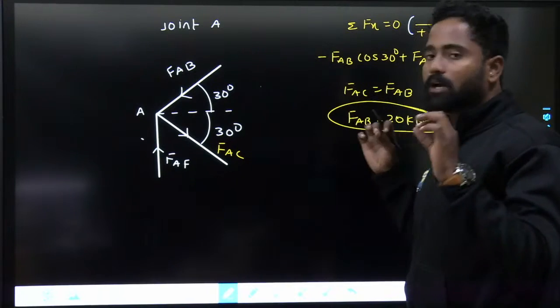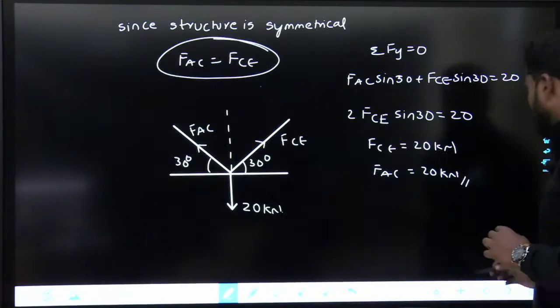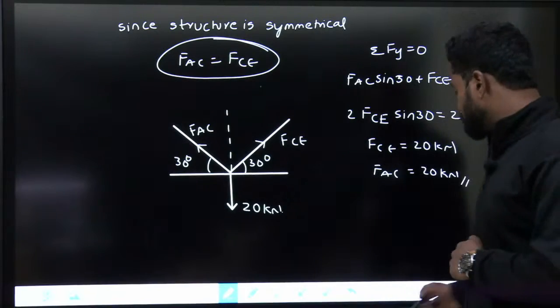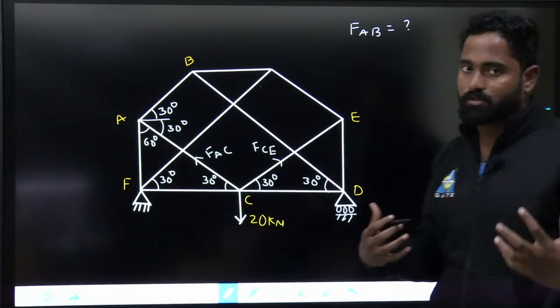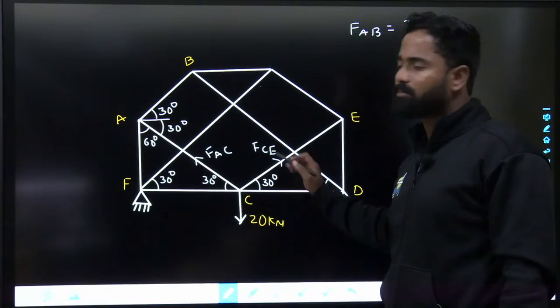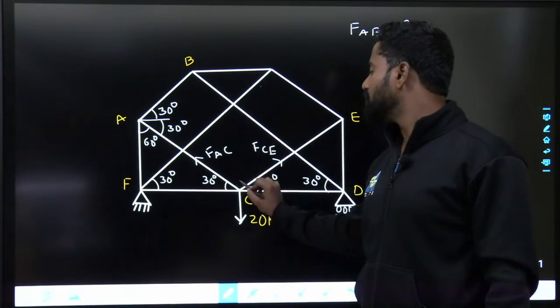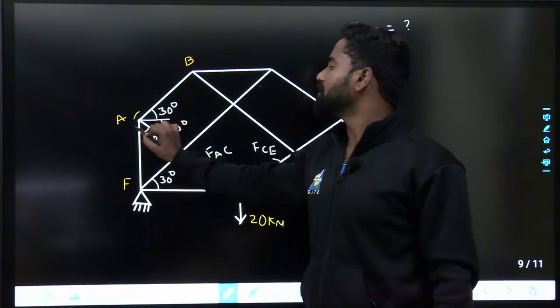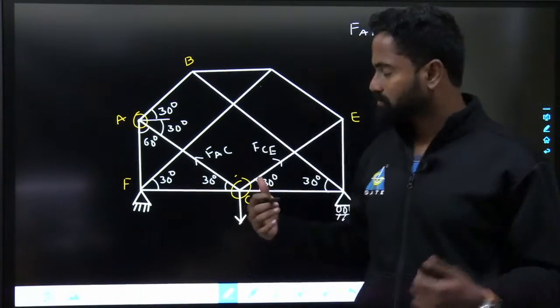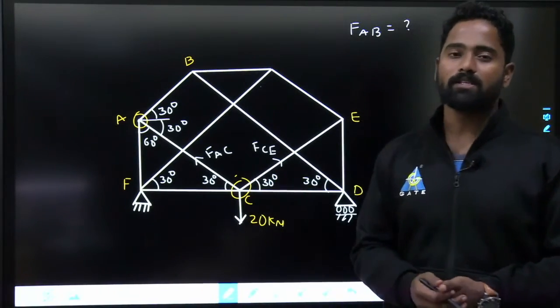From the starting I was saying this. The first thing you have to look for in this question is that the structure is symmetrical. Since the structure is symmetrical, which is a new concept, the force in this member will be equal to the force in this member. Based on that, I have considered equilibrium of joint C and of joint A. Method of sections, method of joints, this is how you are going to solve these types of questions.